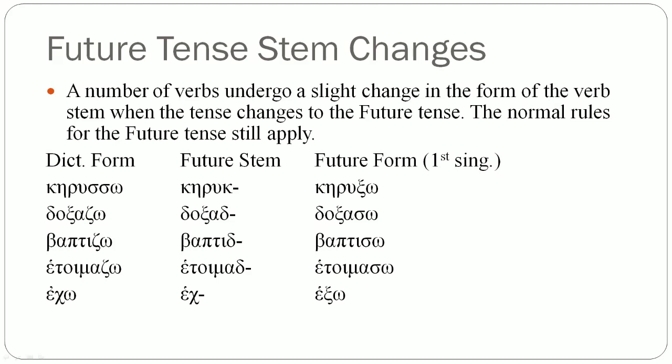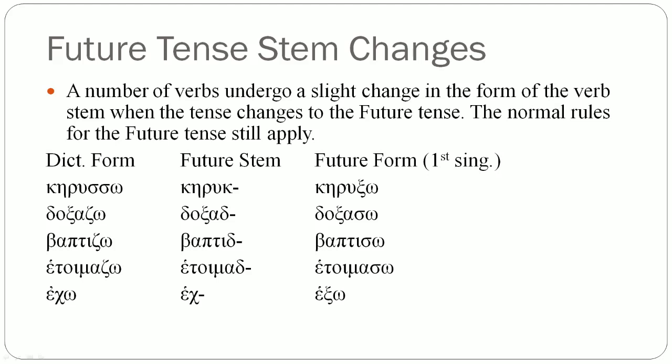This last verb, I put this up there because this is a really weird situation. I have no idea why this happens. In the present tense, the dictionary form is echo: epsilon with a smooth breathing mark, chi, omega. Really short verb form here. This verb means I have or I hold. I have a book. I hold a stick. Echo.